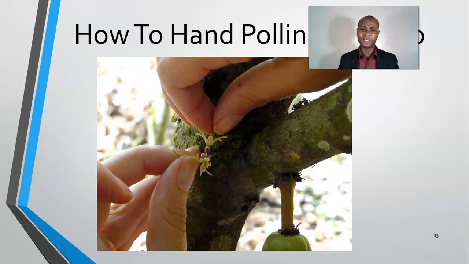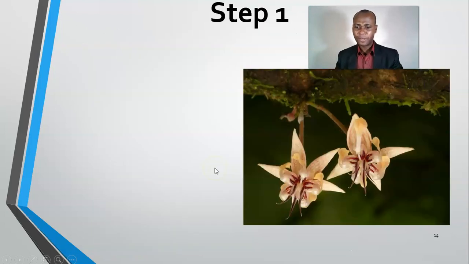So we are going to look at the process. As you can see in this photo, the flower up here is the mother flower, and the flower down here is the father flower. So it's about rubbing the anther, which has the pollen grains, on the stigma of the mother. When this is done, pollination is going to take place, and you are going to have a pod produced. Every flower is going to produce one pod. All right, so let's continue.